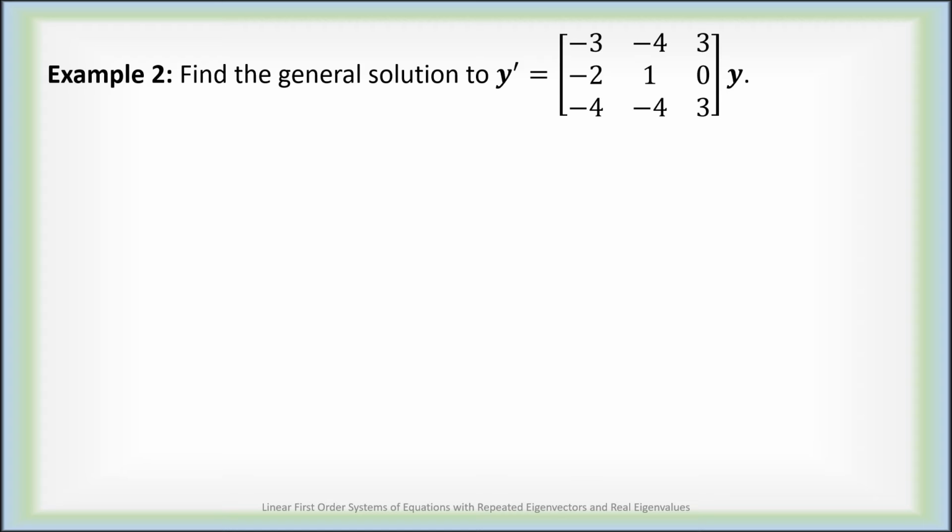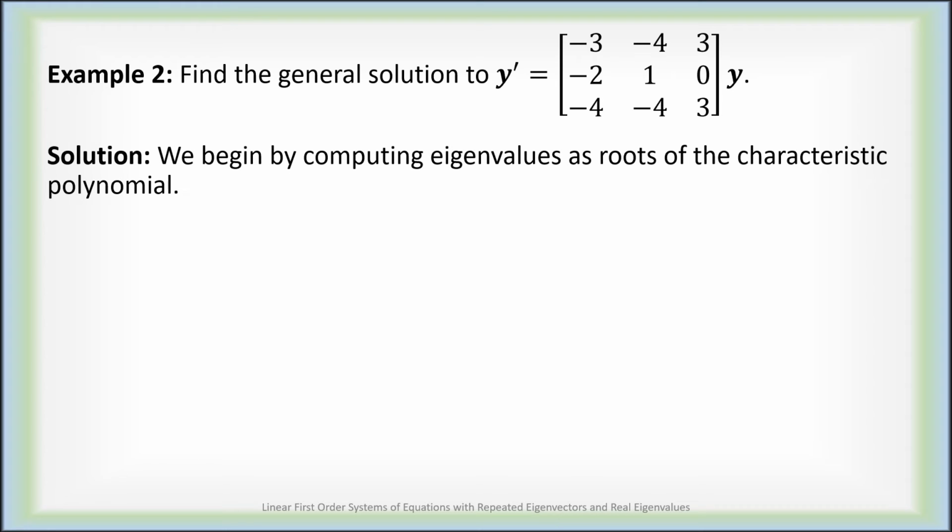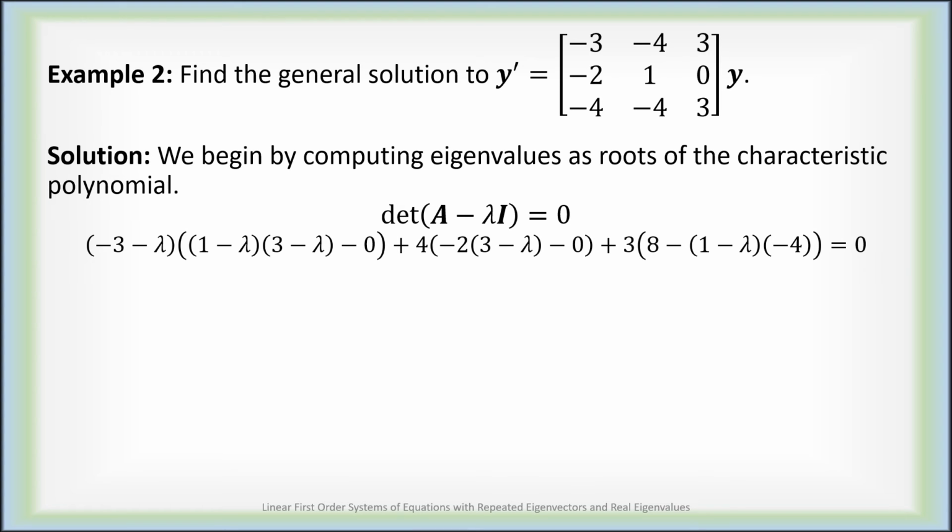For our second example, find the general solution to y prime equals this matrix times y, a 3 by 3 in this case. So we compute eigenvalues of the matrix as roots of the characteristic polynomial. The determinant of A minus lambda I should be set equal to 0. If I subtract lambda off the diagonal and compute the determinant, it's negative 3 minus lambda times the determinant of what's down here, 1 minus lambda, 3 minus lambda, minus 0.